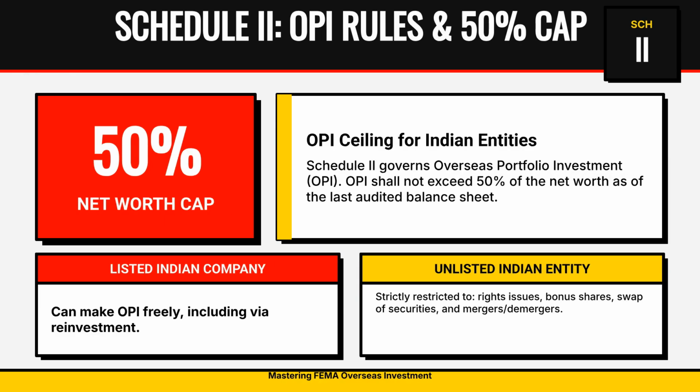Unlike ODI, overseas portfolio investment is governed by Schedule 2 and has a much lower ceiling. The total OPI by an Indian entity cannot exceed 50% of its net worth based on the latest audited balance sheet. Listed Indian companies enjoy greater flexibility and can make OPI freely, including through reinvestment. Unlisted entities face tighter restrictions and can invest only through specified routes, such as rights issues, bonus issues, swaps, mergers, or demergers. For revision purposes, remember the comparison. ODI equals 400%, while OPI equals 50%.